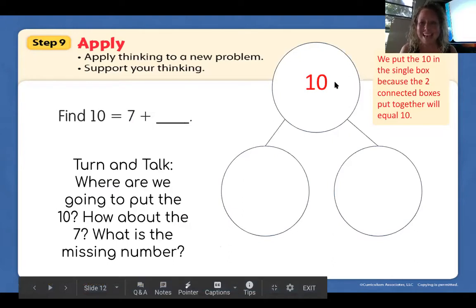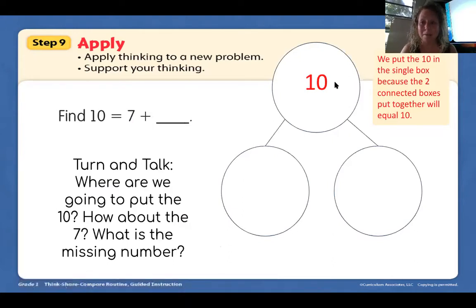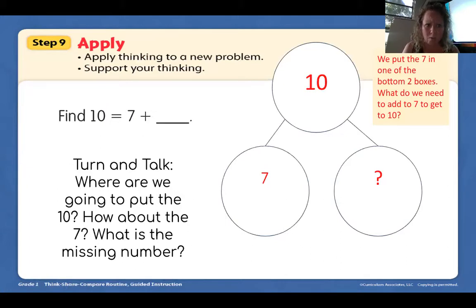We put the 10 in the single box because the two boxes that are connected put together will equal 10. Remember when I told you the biggest number always goes in the main box? But now, where are we going to put the 7? We put the 7 in one of the two bottom boxes. But now, what do we need to add to 7 to get to 10?